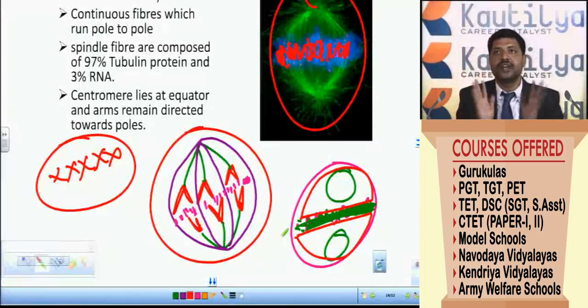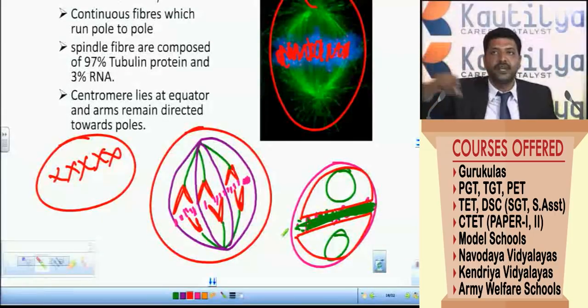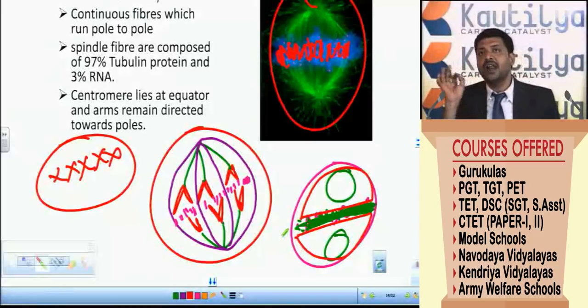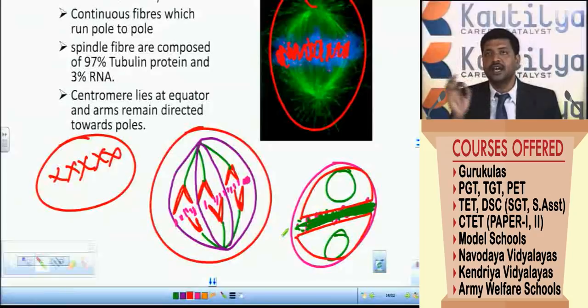Non-congression, chromosomes will never come. Non-disjunction, chromosomes will never go. Both non-congression and non-disjunction occur particularly in the case of meiosis, not in mitosis. In meiosis, either non-congression or non-disjunction is an abnormality. In both cases, they allow the formation of aneuploid cells.